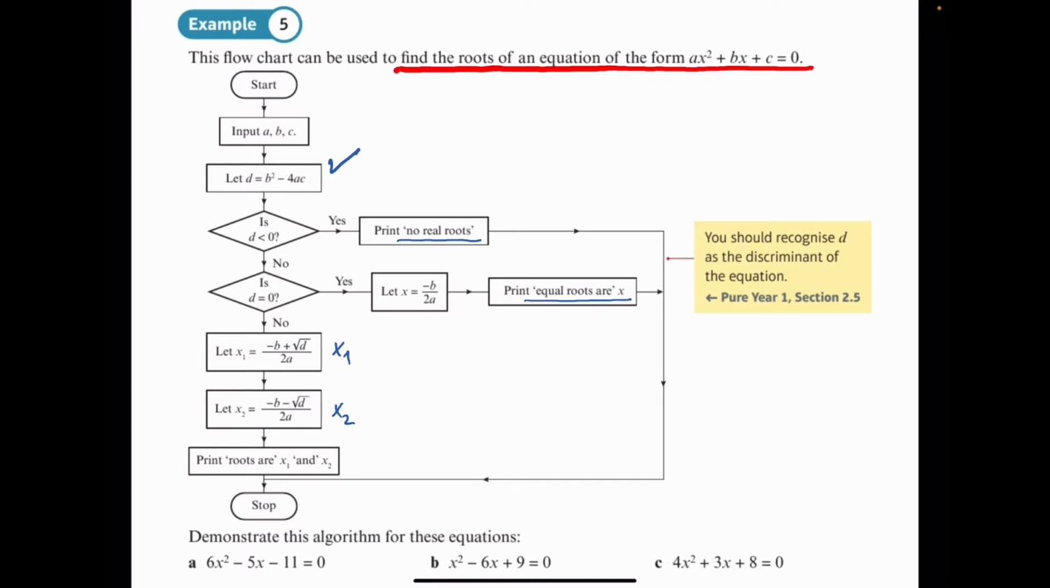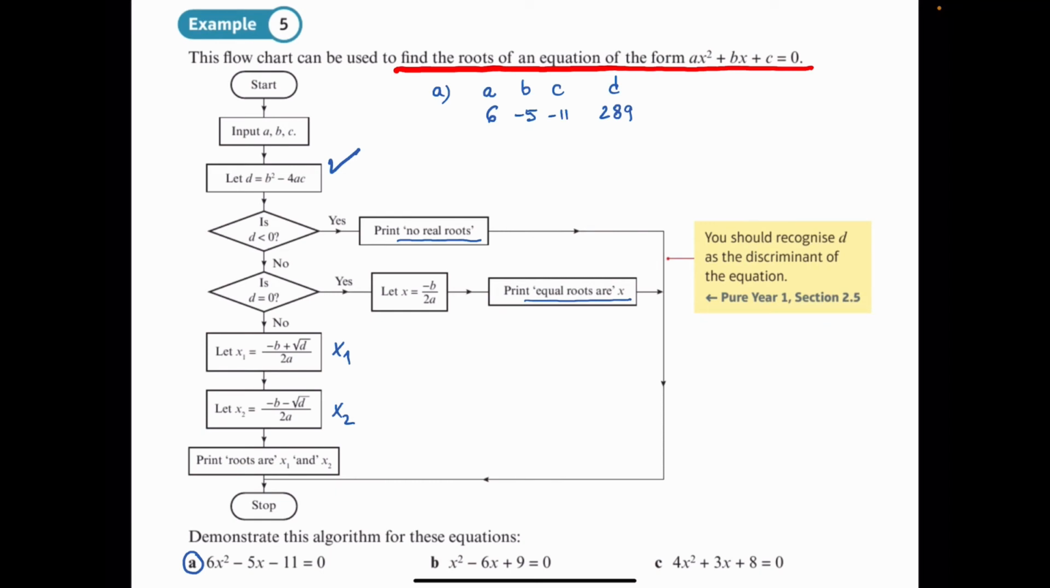Okay, so if you would do this, then let's just do a case. A case, I will solve it somewhere here. So first input A, B, C. So I need A, B, and C. So that would be, in this case, 6, minus 5, and minus 11. Then the next step tells me I need to find the D value. And the D value in this case would be B squared, 25, minus 4AC, so sorry, 264 plus 25, so 289. That would be the D. And then you go on to the next one.